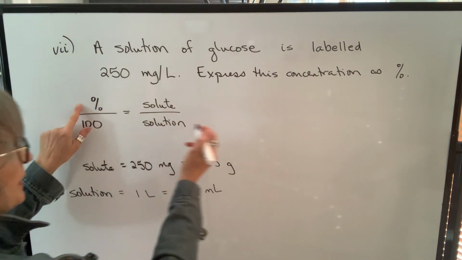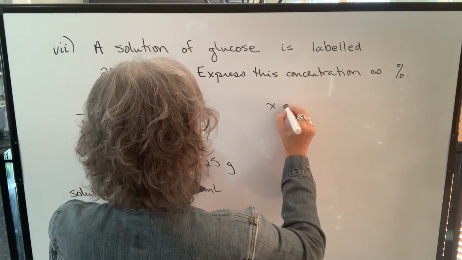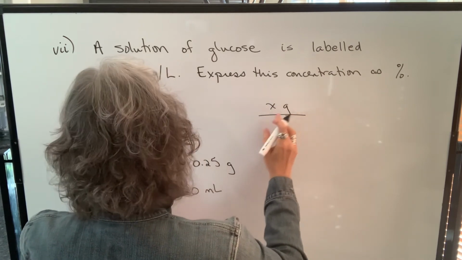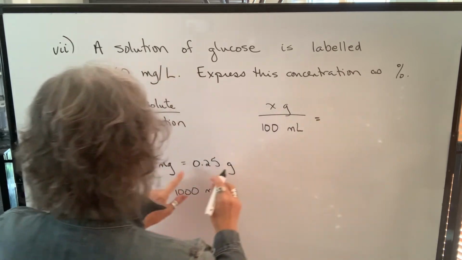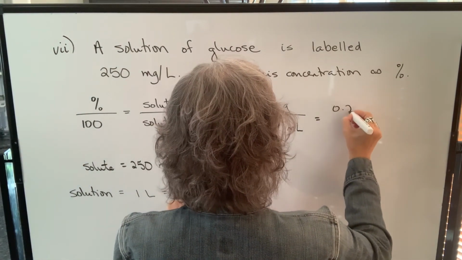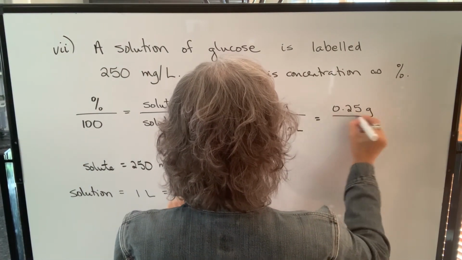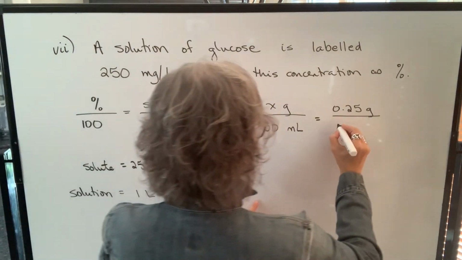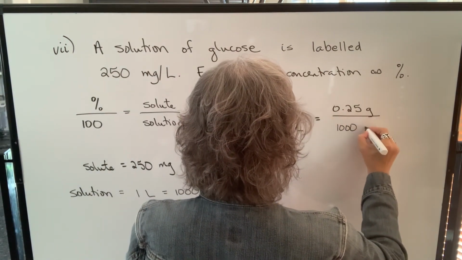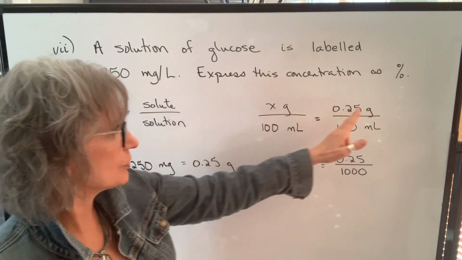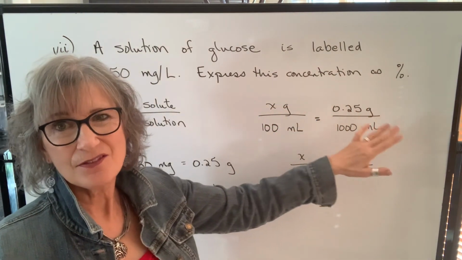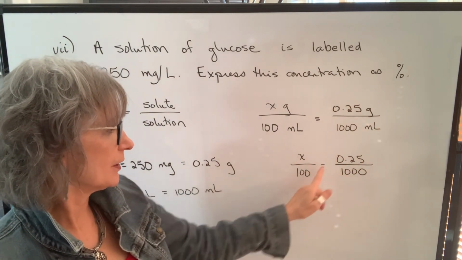I'm trying to find percent. In other words, I want to know how many grams of solute are there going to be in 100 milliliters of solution if there are 0.25 grams of solute in 1,000 milliliters. I like expressing it this way first with the units just to make sure my units are consistent. Then I can ignore the units as I'm doing the calculations.